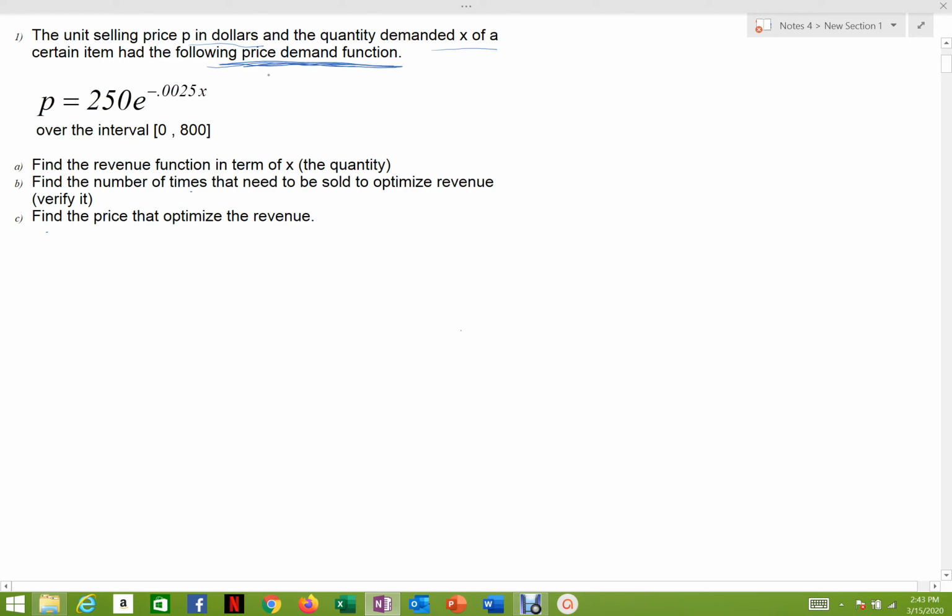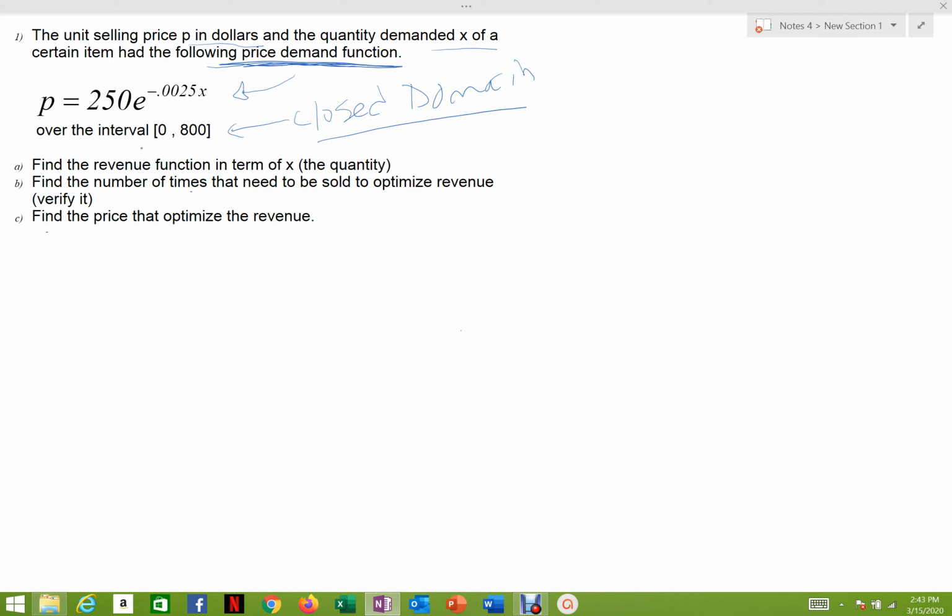Price-demand up to this point in our applications has been linear. Now we're going to get a case where it's exponential. Price equals 250 e raised to that exponent, over the domain 0 to 800. This is a closed domain, since my domain starts at 0 and stops at 800 with brackets. Same type of application we've had with polynomials. The new part is the exponential rule.